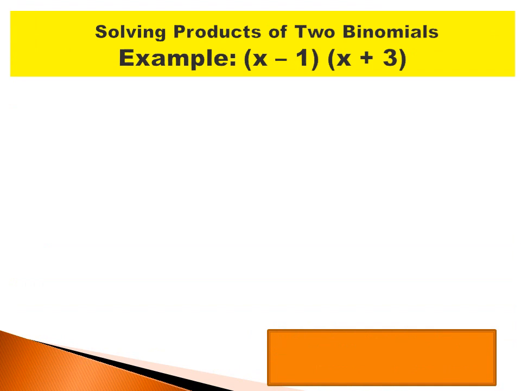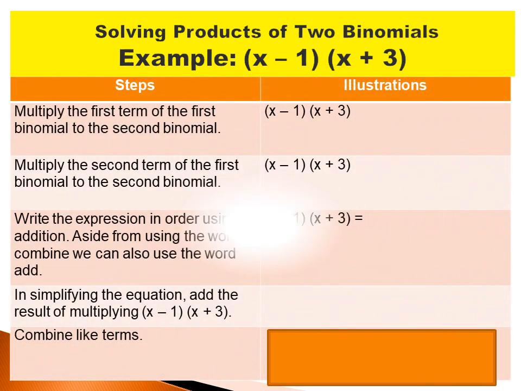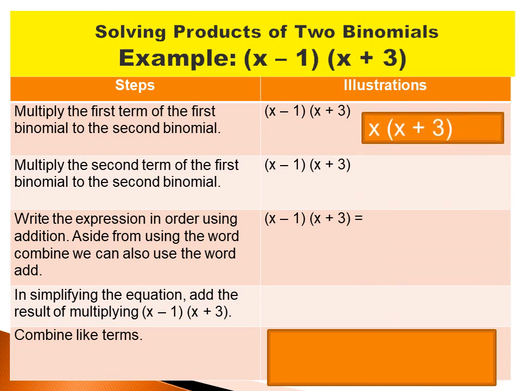Solving products of two binomials. If we have the given example, the quantity of x minus 1 times the quantity of x plus 3, we have the steps. Multiply the first term of the first binomial to the second binomial. So we have x times the quantity of x plus 3.